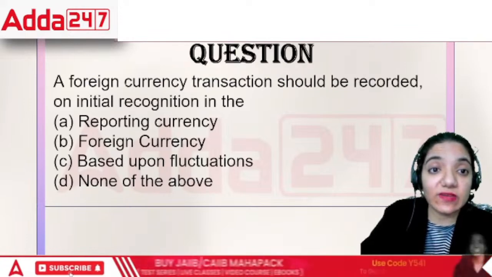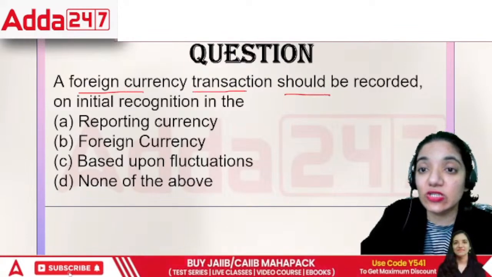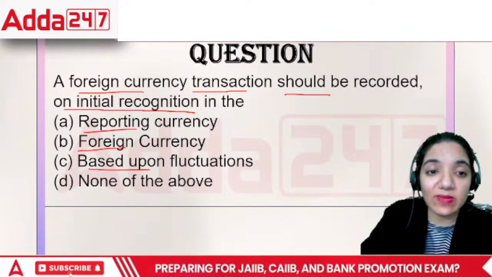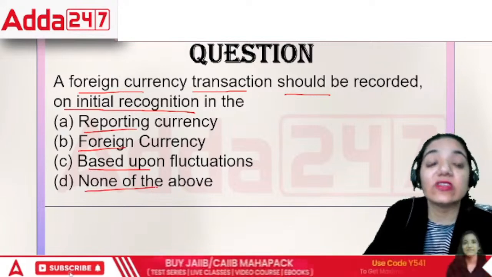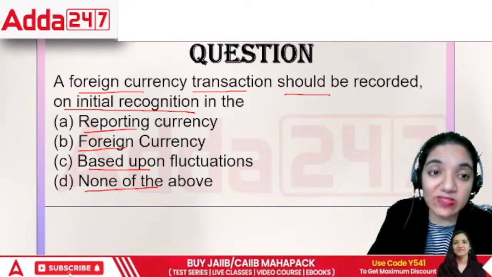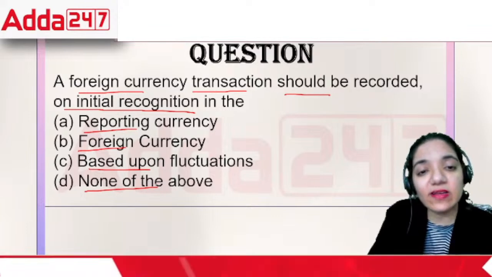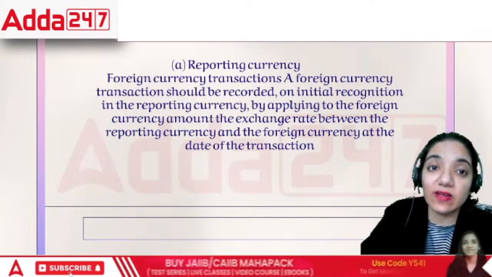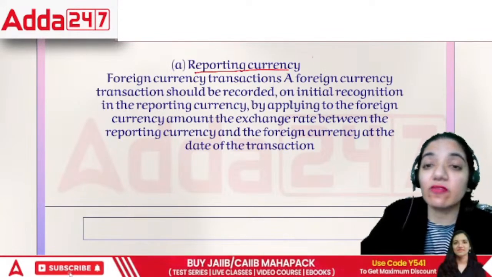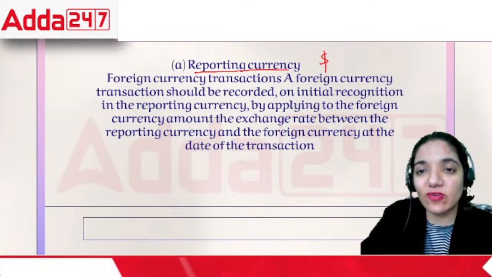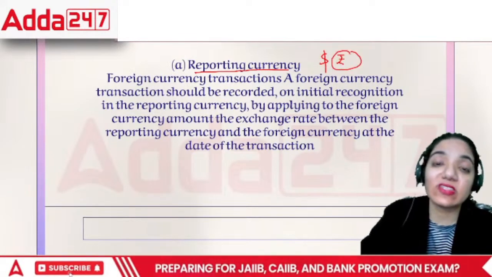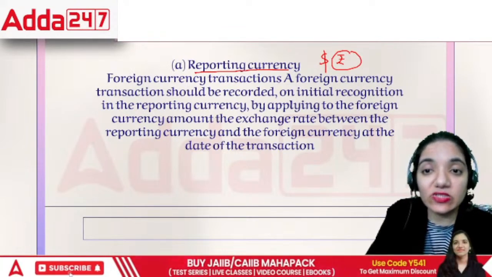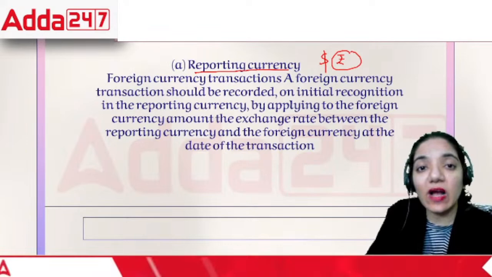So the next question is, a foreign currency transaction should be recorded on initial recognition in reporting currency, foreign currency, based upon fluctuations, or none of the above. When we talk about the foreign currency, it would be based upon whatever the value is in terms of our reporting currency. For us, dollar is a foreign currency while rupees are reporting currency. So everything has to be noted in terms of rupee. So that is what we define here.